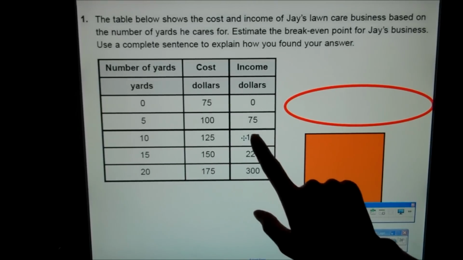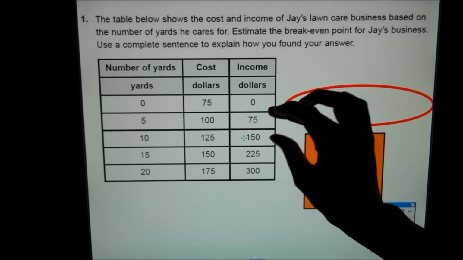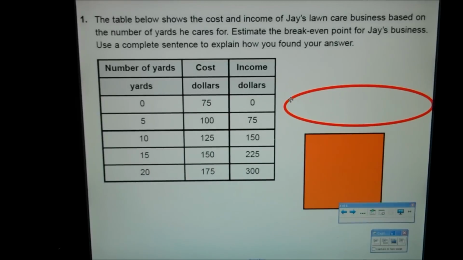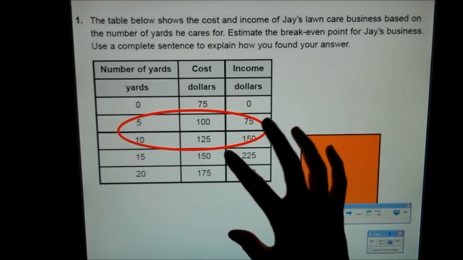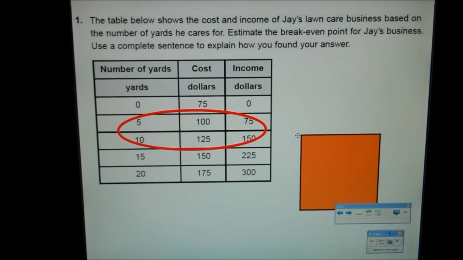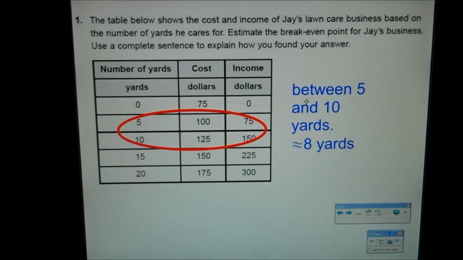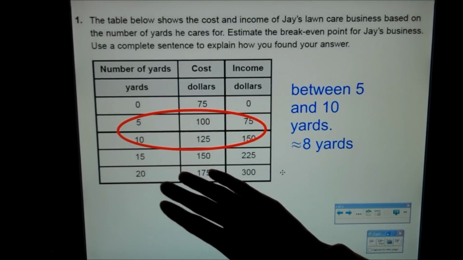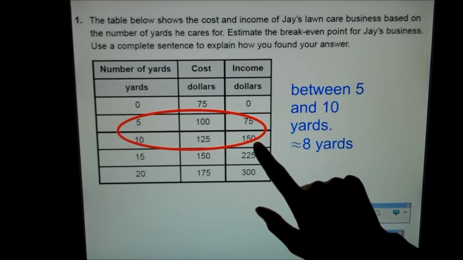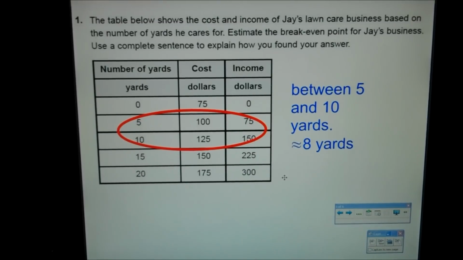And 10 yards, where my income is now greater than my cost, is my break-even point, okay? So it's going to be right in here between these two, between 5 and 10 yards. Now you estimate, about how many yards do you think that they're going to actually break even? Well, I put mine here, and I put that it's between 5 and 10 yards, and I'm going to say approximately 8 yards. I have no idea what the answer is. I'm thinking that it has to be somewhere between these. I'm leaning a little bit closer to 10, okay? But the break-even point has to be somewhere between here.